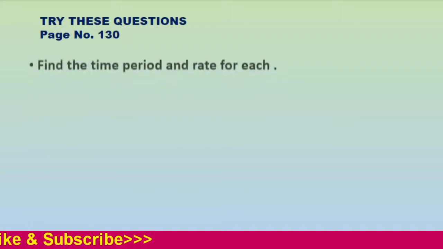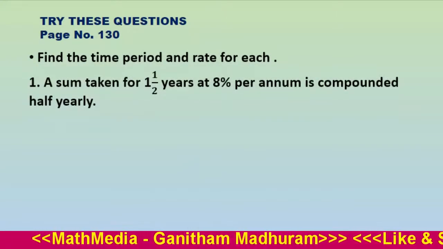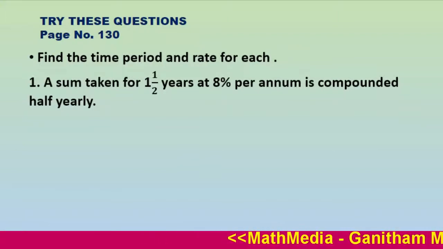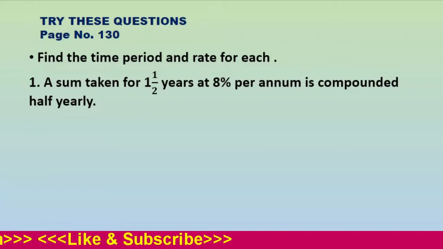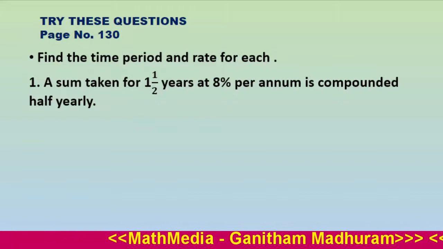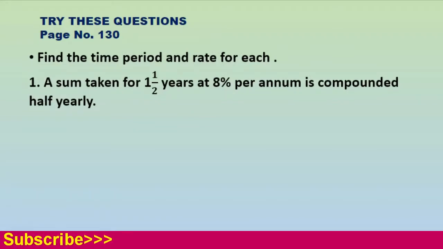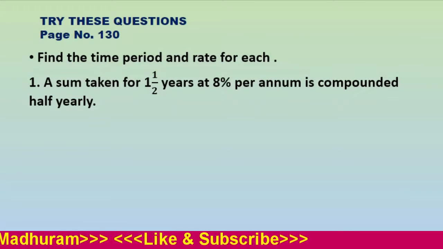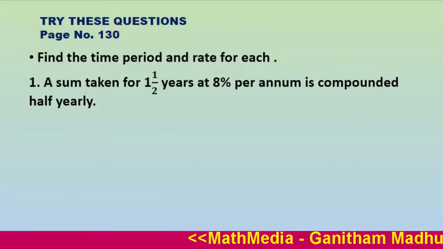Now we move to questions on Try This, page number 130. Find the time period and rate for each. First one: a sum taken for 1.5 years at 8% per annum is compounded half yearly. We can find the time period n and rate. Here we are calculating compound interest half yearly. Time period becomes twice and rate becomes half.